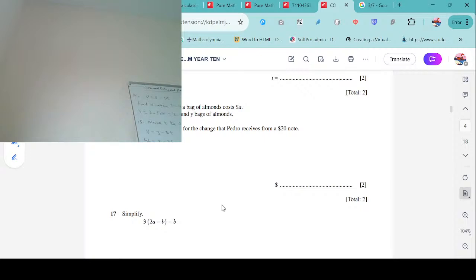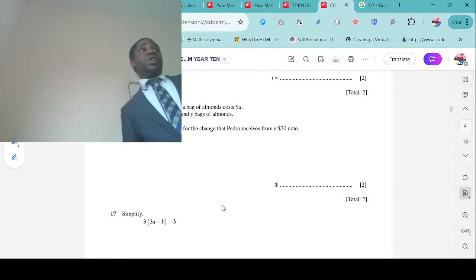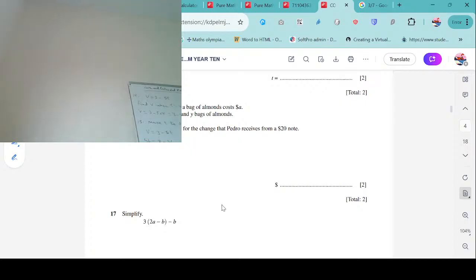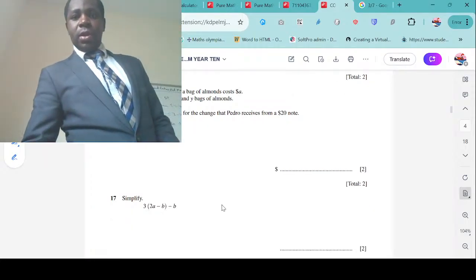Of course, we don't know if this is bigger than 20 or less than 20. But if you are saying change, it means 20 is bigger than this. So the change, or what is left, will be 20 minus Rx plus Ey. You can't factorize this, so you leave it. So that's 2 marks for that.